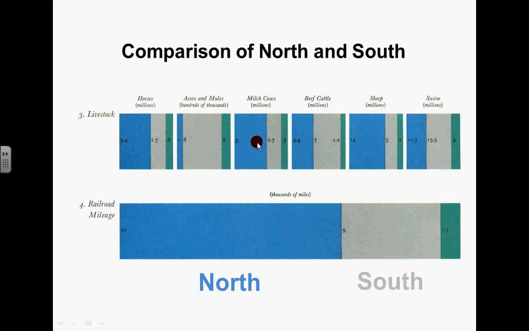Milk cows, the Union or the North actually has a larger percentage of the milk cows. You can see beef cattle, sheep, and swine. And then look at this next one. This one's going to play a big part in some of the stuff we'll talk about later.